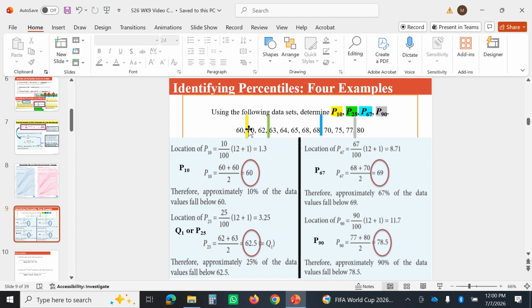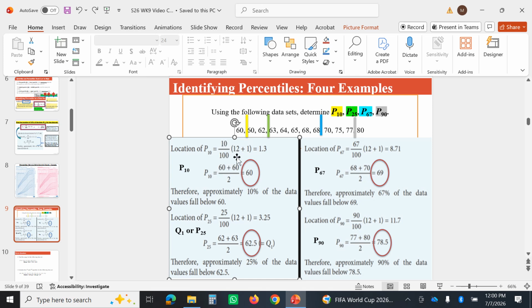You'll see there is your P10, there is your P25, there is your P67, that's your 67th percentile, and then there is your 90th percentile. And somewhere in here I would assume would be your median. There's your P50. But we just did this one here for doing P10.